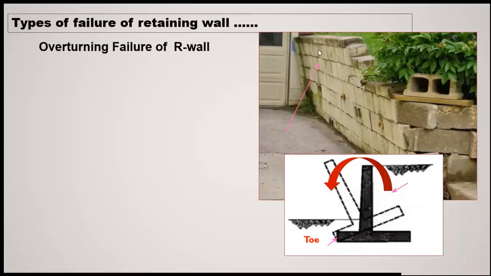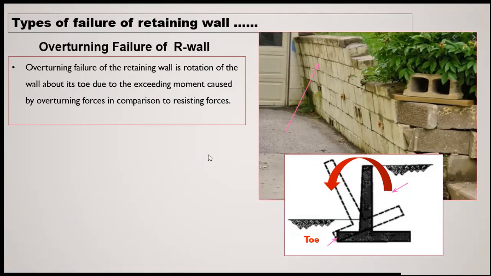This we will call overturning failure of the retaining wall, and it will overturn. Overturning failure of retaining walls is the rotation of the wall. You can clearly understand it is the rotation of the wall about its toe. This is the toe, and it is rotating about the toe, not about the heel. This will be the heel, this will be the toe, and this will be the stem. Later on, we will discuss in detail. It is due to the exceeding moment.